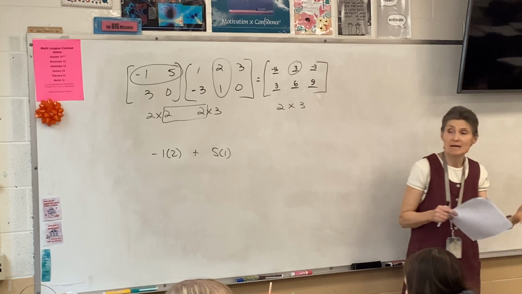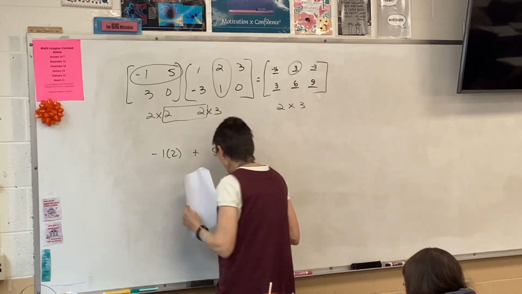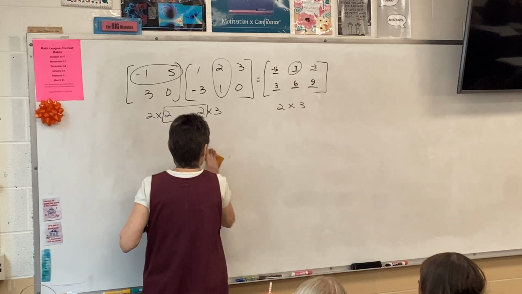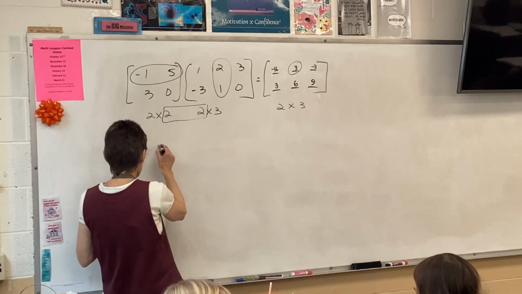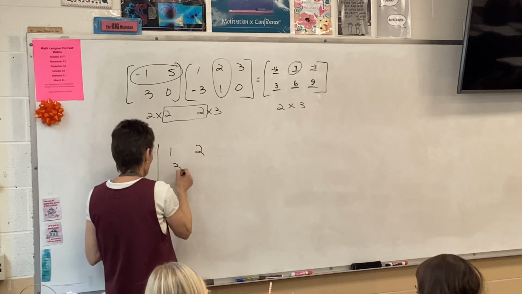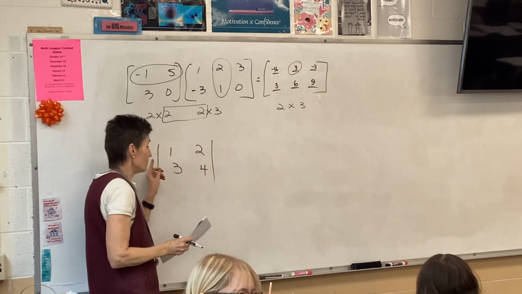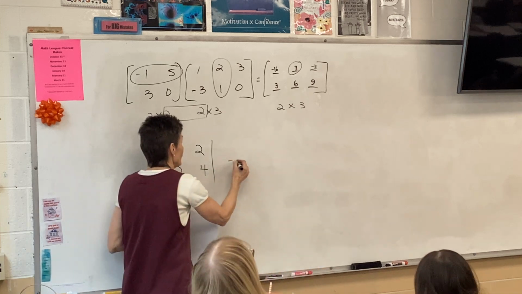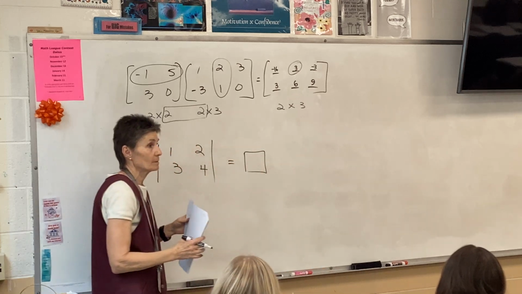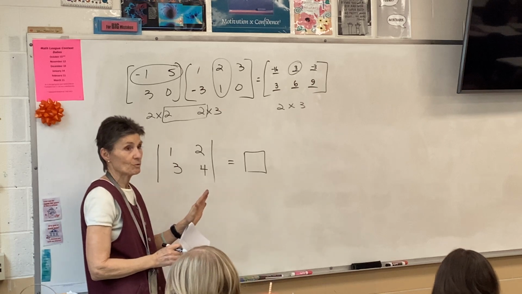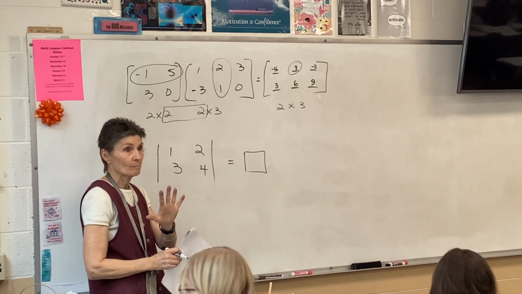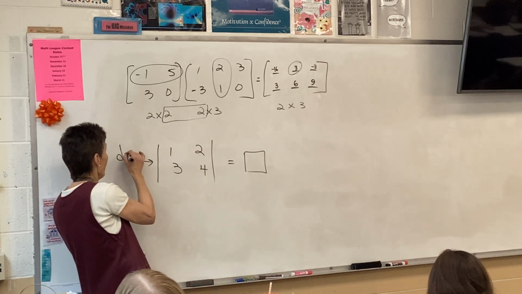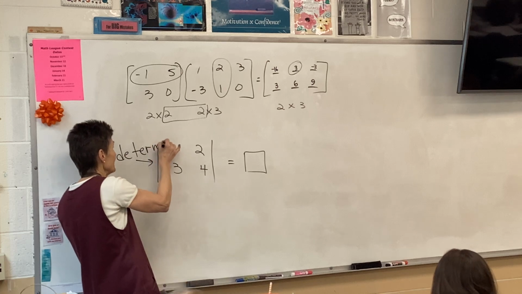This is going to be a number. So when I evaluate this thing right here, these bars tell me that my answer is going to be a number, okay? It isn't going to be another matrix, it's going to be a single number. These bars represent what we call a determinant.